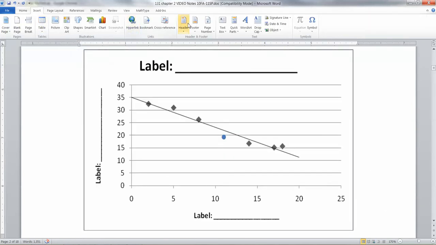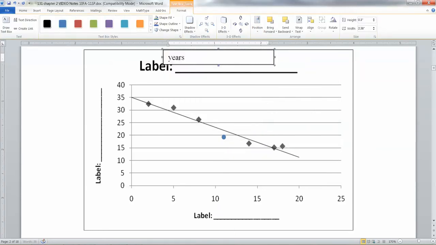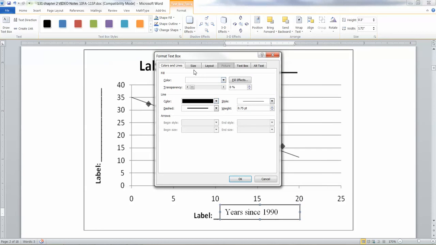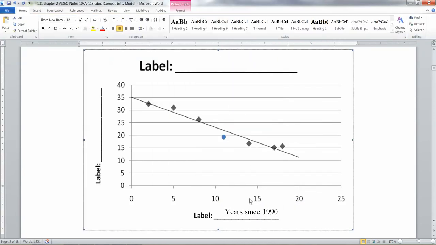So I'm going to insert a label right here for the x-axis, which we just talked about should be years since 1990, because that's what your x-axis is actually standing for. There we go. All right, then what else? You also need a label up at the top, and you need a y-axis label. Let me format the text box and get rid of the line. There we go.